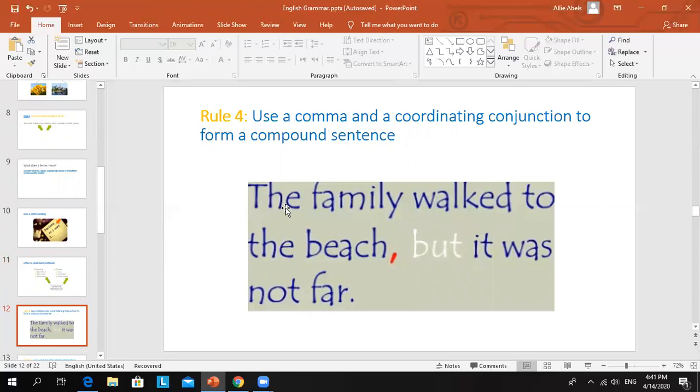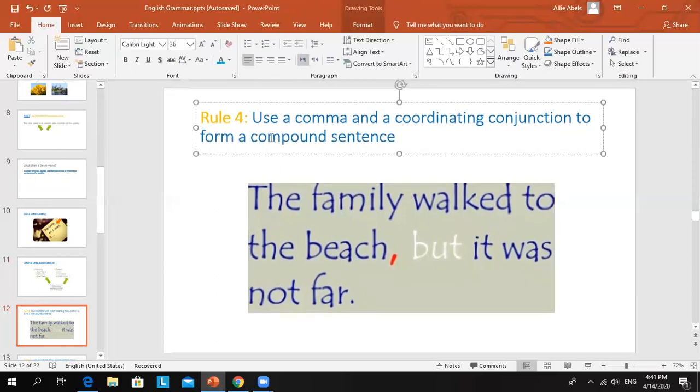The fourth rule is basically stating that we need to use a comma and a coordinating conjunction to form a compound sentence. Now, I explained this to you guys and to everyone 2 weeks ago about compound sentences and coordinating conjunctions. Okay, so a compound sentence, just to recap, is basically two or more sentences joined together by a conjunction. That's what it is.